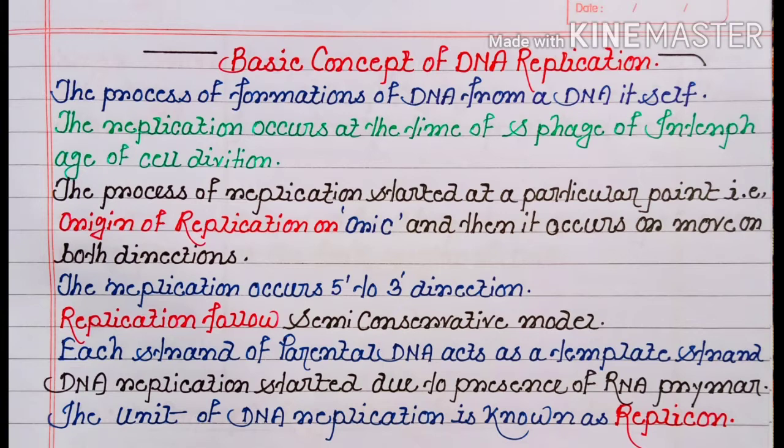Next, replication follows the semi-conservative model. Next, each strand of parental DNA acts as a template strand. Next, replication starts in the presence of an RNA primer. And the last point, the unit of DNA replication is known as the replicon.